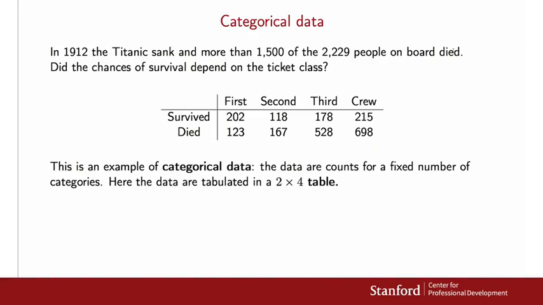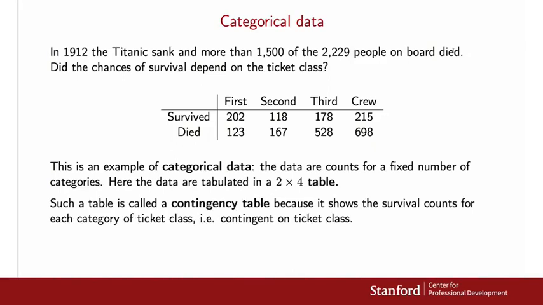The data are given as counts for a fixed number of categories. Typically, such data are obtained by grouping. In this case, the data are tabulated in what's called a 2x4 table. That's because there are 2 rows and 4 columns. Such a table is also called a contingency table because it shows the survival counts for each category of ticket class. That means contingent on the ticket class.